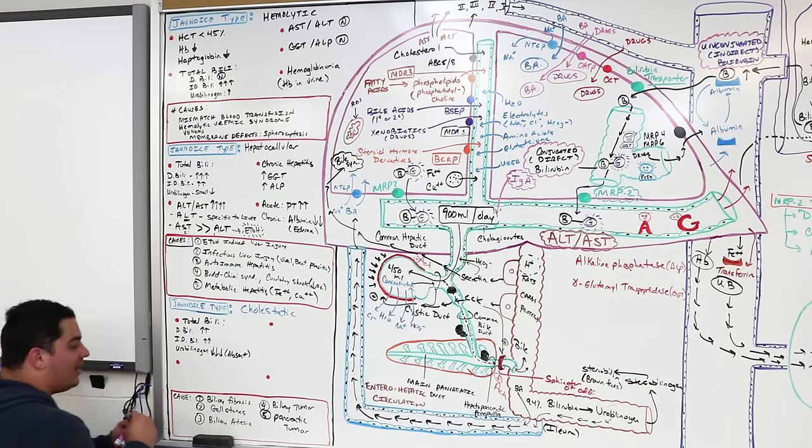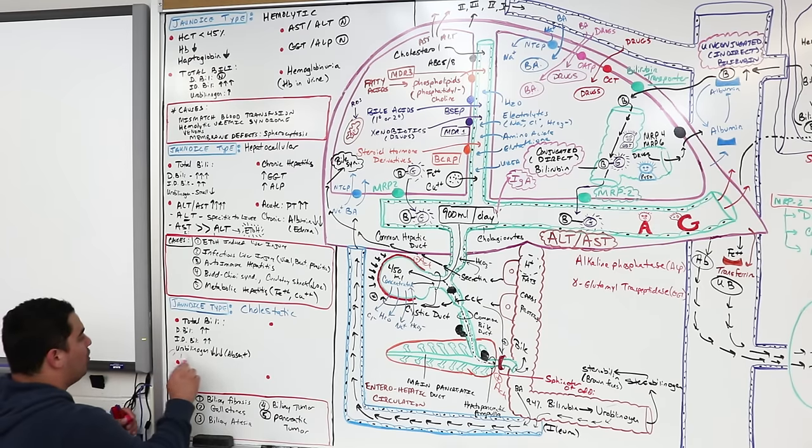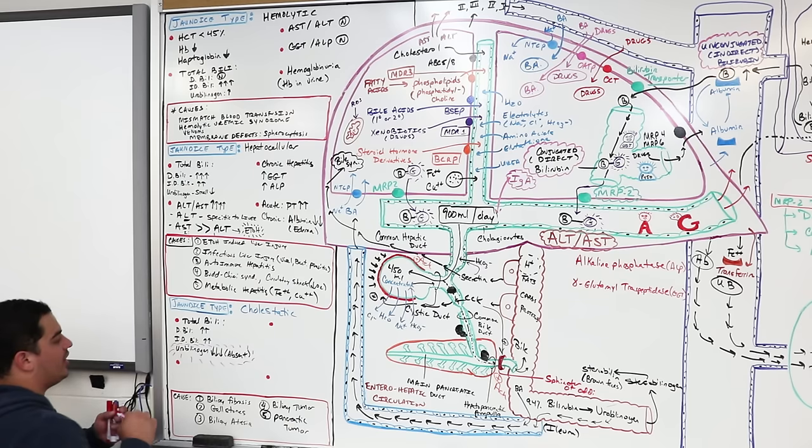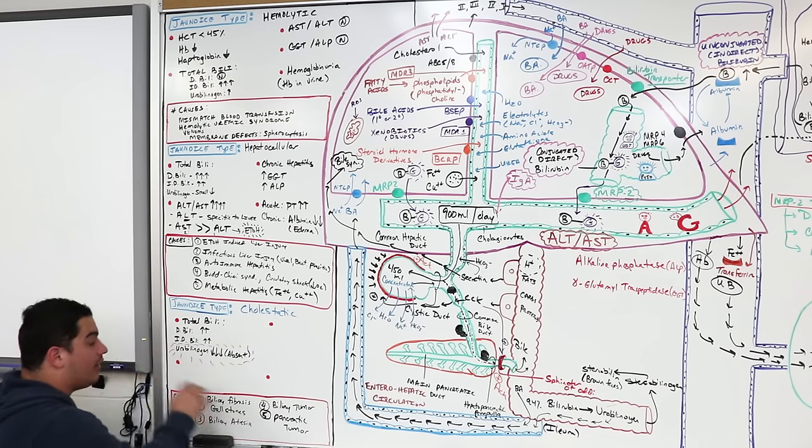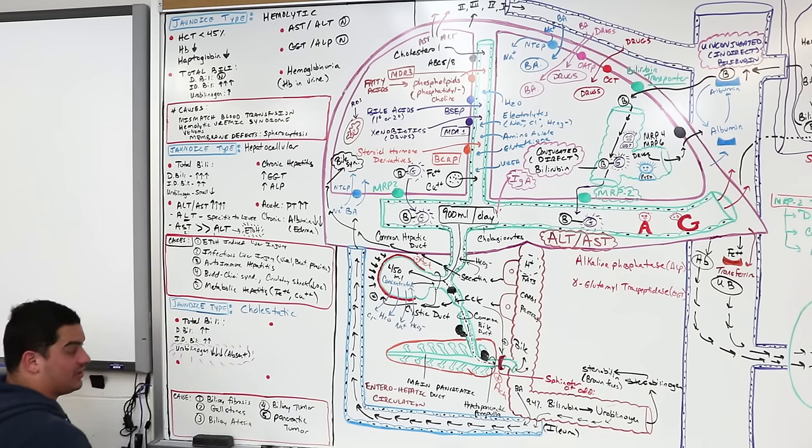This is the defining diagnostic tool here: if you check the UA, you do a dipstick and you see that the urobilinogen is completely absent, that is a good diagnostic sign that they might have some type of obstructive jaundice.